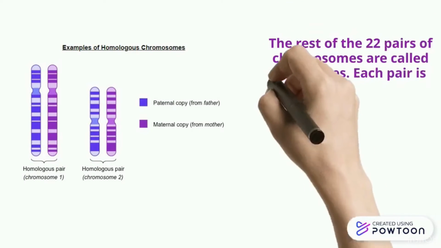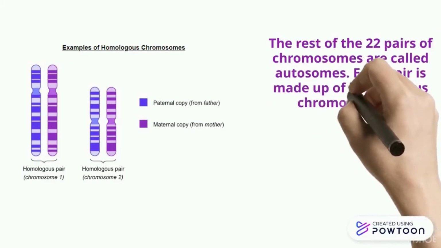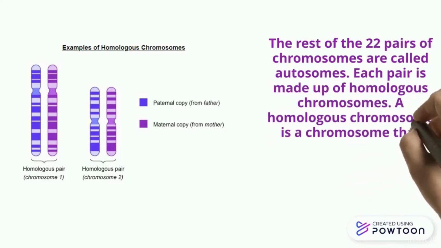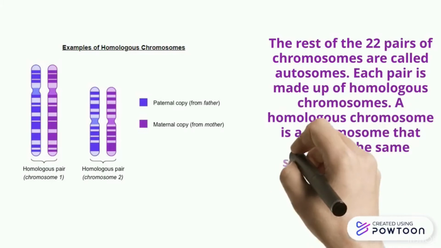These 22 pairings are based on the sharing of similar characteristics. Therefore, they are called homologous chromosomes. This means that they are similar in features such as length and centromere location, but not identical to each other.